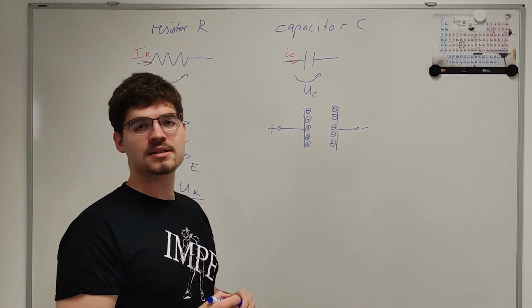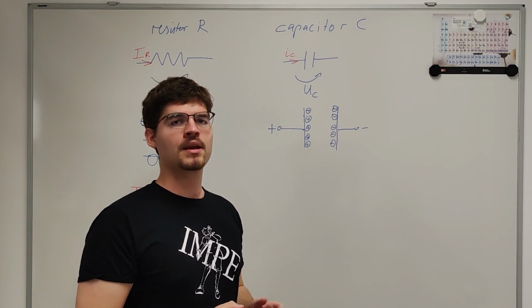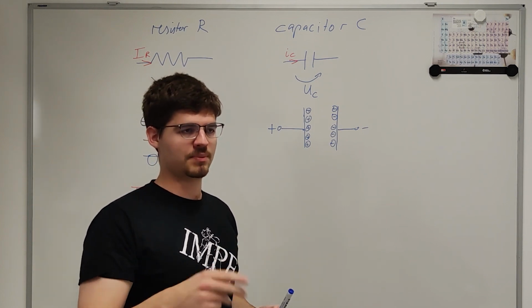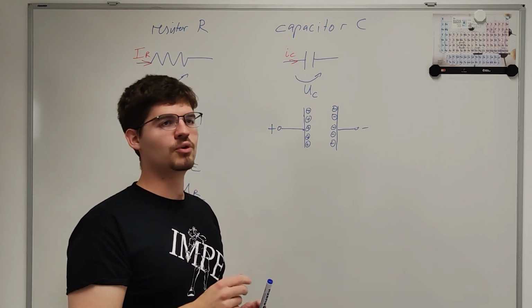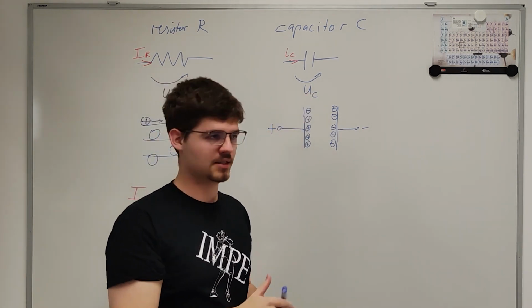And this capacitor is described by the characteristic equation of the capacitor. And this relates the capacitive current IC, C for capacitor, equals C, the capacitance, times the rate of change of the voltage or potential difference applied over the capacitor.